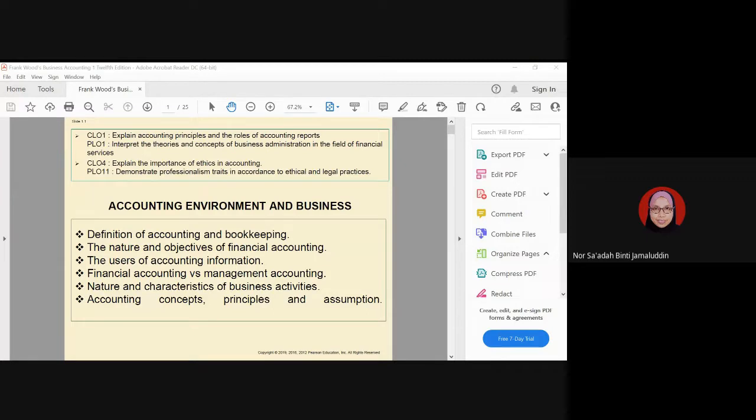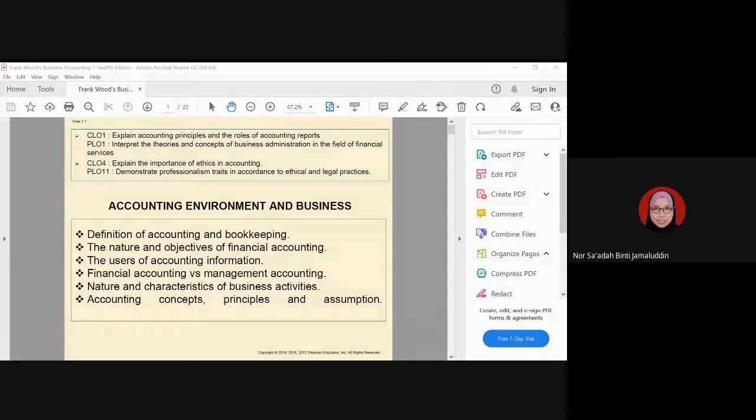Alright, kita sambung kepada topik perbincangan kita pada hari ini on the chapter 1, which is on the accounting environment and business. Okay, the course learning outcome that relates with this topic is course learning outcome number 1, explain accounting principles and the role of accounting reports. And program learning outcome number 1 also relates to this chapter, which is interpret the theories and concepts of business administration in the field of financial services.